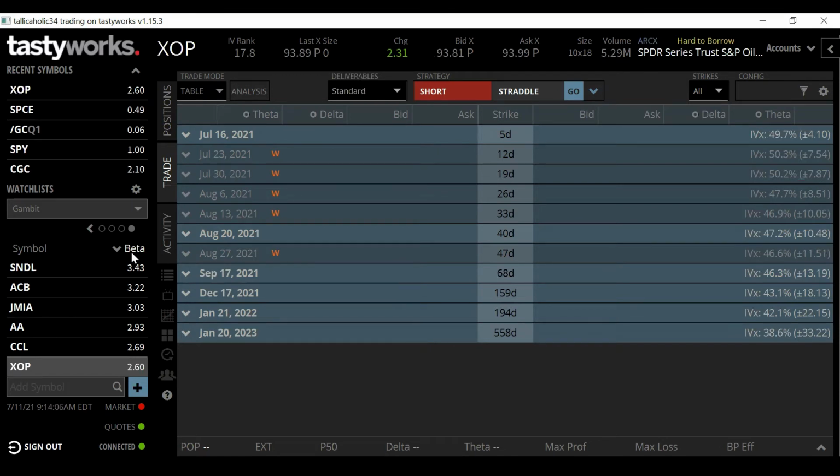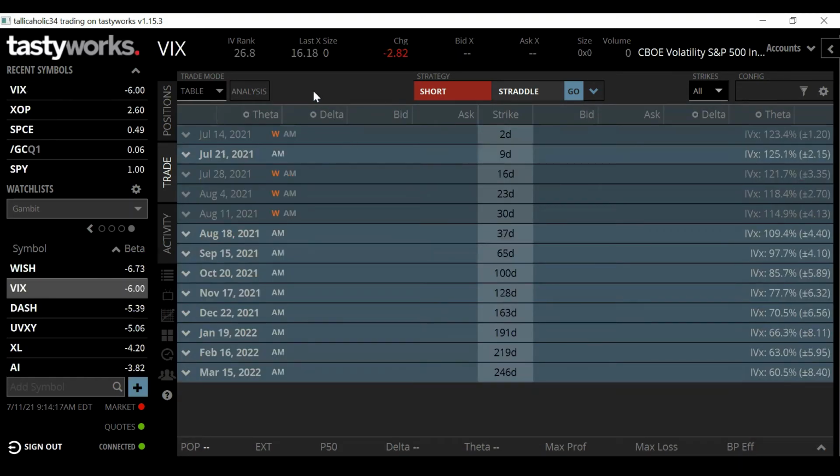Now, what happens when we have stocks that have negative beta? What does that mean for us? Well, what that means is that it's going to trade inverse to the market. So that's mostly your volatility indexes, the VIX, UVXY, VXX. All these have a negative beta, which means they're going to trade inversely to the market. So that means the market goes up, VIX is going to go down. Market goes down, VIX goes up.